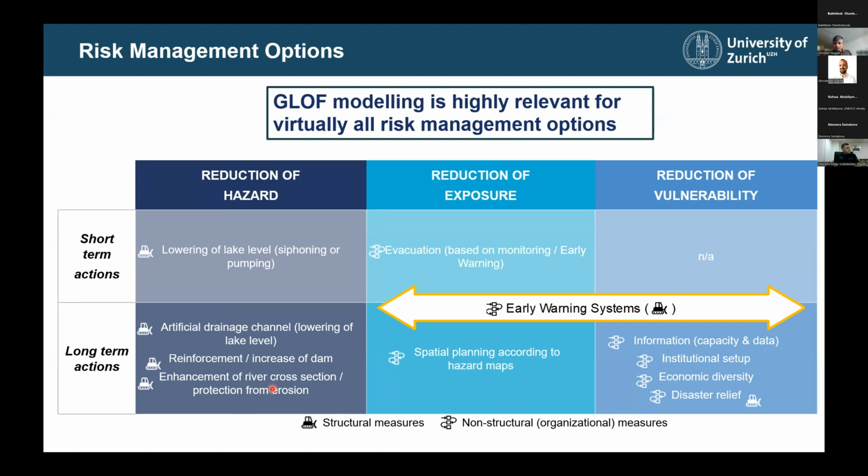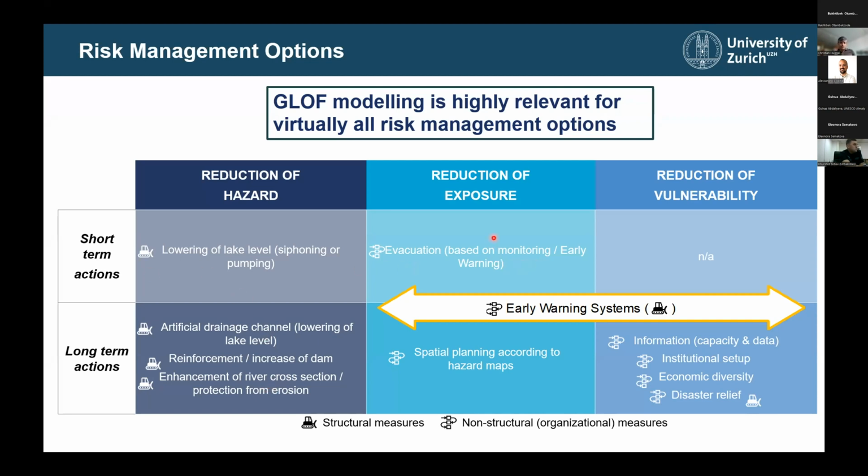We can, for instance, find out where are the critical conditions or critical locations along the downstream flow, and where do we need to make such measures like protection from erosion. Of course, the field experience and the field work is also still very important, but the modeling gives us additional information.